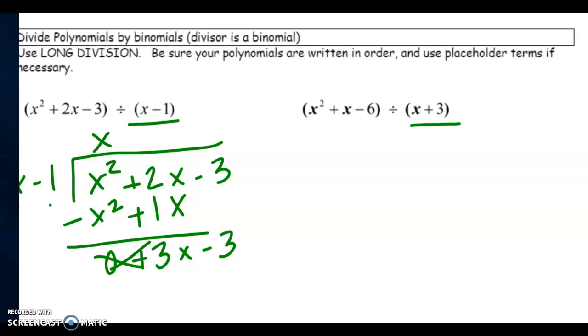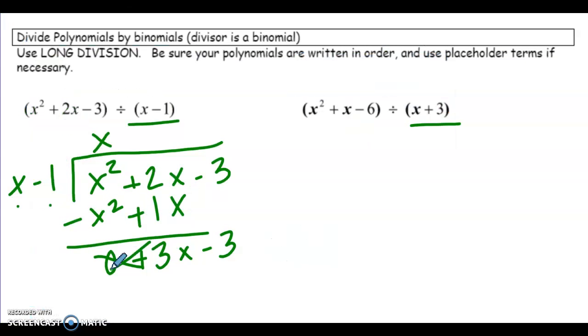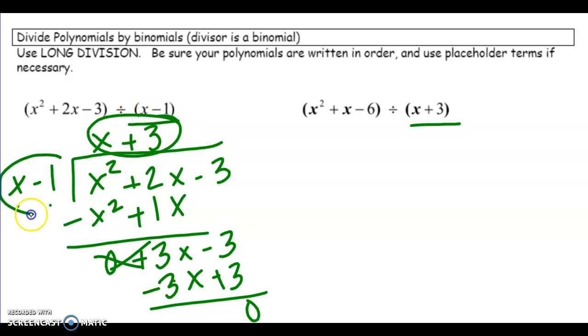Okay, so now x goes into 3x. X goes into 3x, so that's going to be plus 3. So 3 times x is 3x, and 3 times a negative 1 is negative 3. That's exactly what we want to see, and those are going to cancel and give me 0. This is my answer.